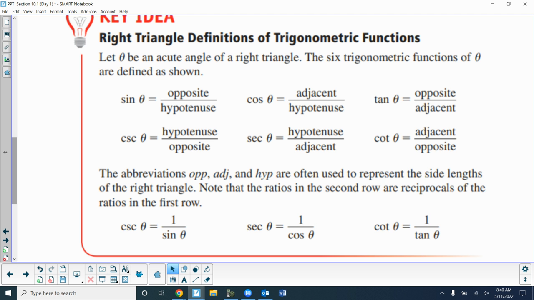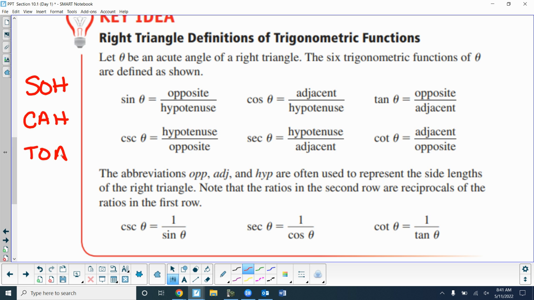All right, the way I remember it is this. So, SOH CAH TOA. Sine is opposite over hypotenuse. Cosine is adjacent over hypotenuse. Tangent is opposite over adjacent. So that's how I've always remembered it. So, SOH CAH TOA. All right. So again, this should be review for you guys from an earlier math class you had.